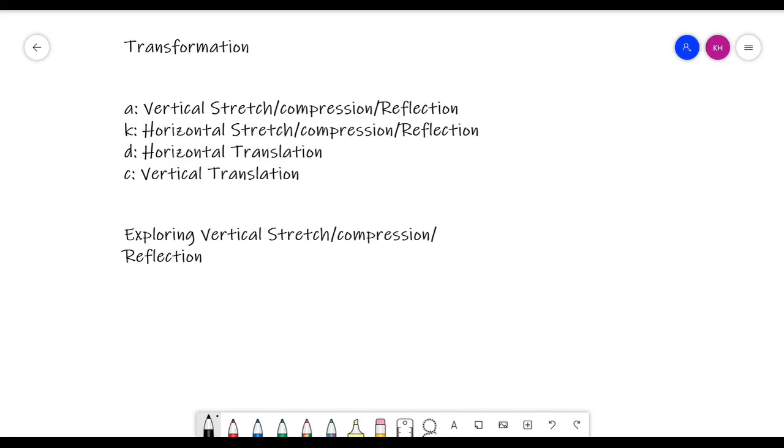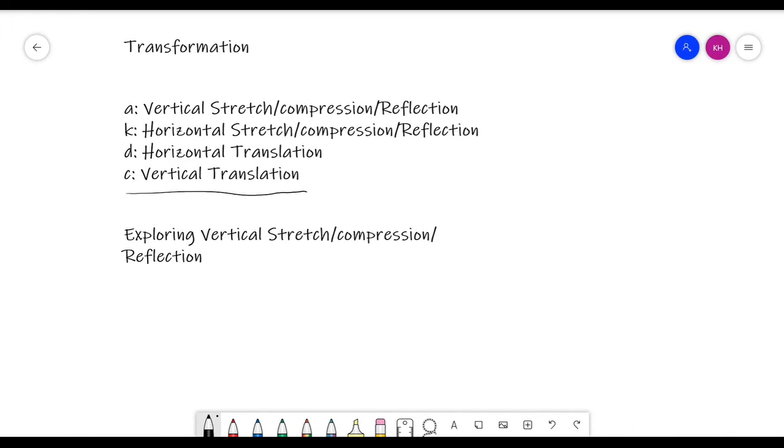So as you can see, I've listed all the transformations that we're going to deal with. We have A, which is a vertical stretch, compression, or reflection. We have K, horizontal stretch, compression, or reflection. D is horizontal translation, that is moving left or right. And then there is C, which is vertical translation, that is moving up or down.